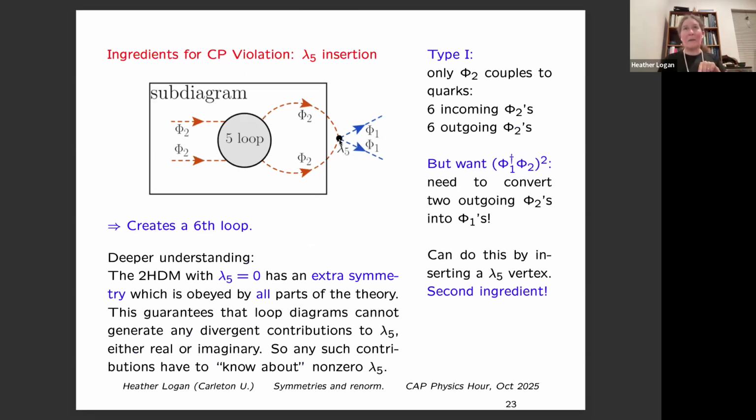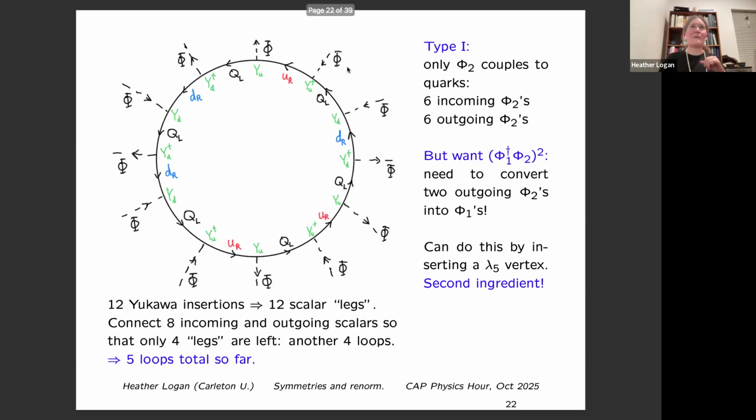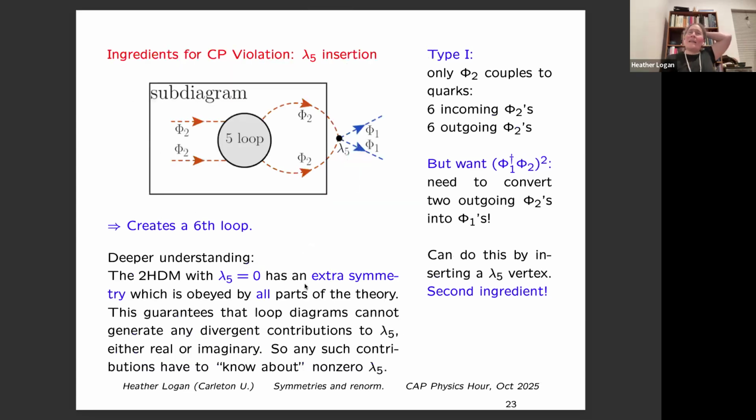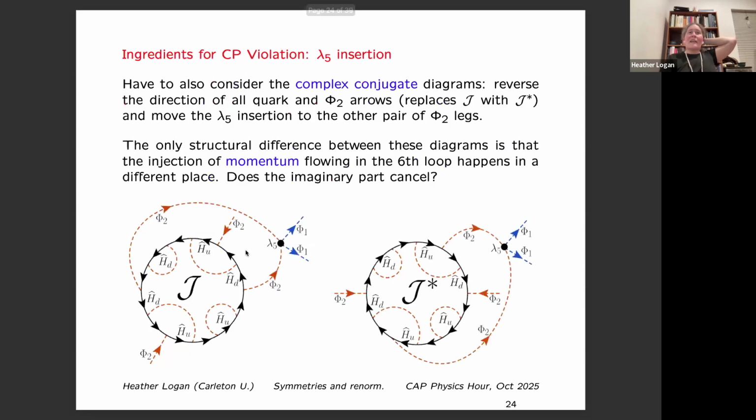So we stick on a real part of lambda 5 vertex, that's fine. And this blob here is basically this with all the extra legs connected together, all right? That makes a 6th loop, okay? So far, so good. And then we have to ask the question, if we complex conjugate this thing, are we going to get a cancellation?